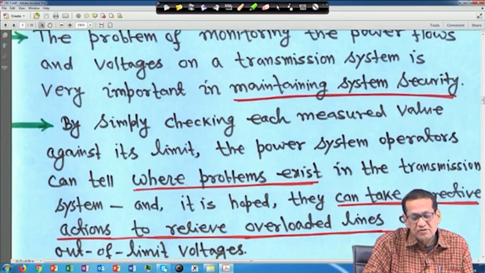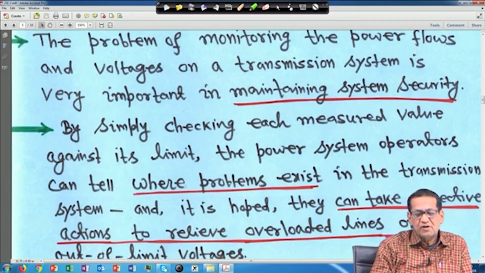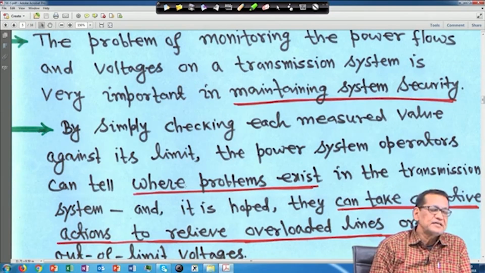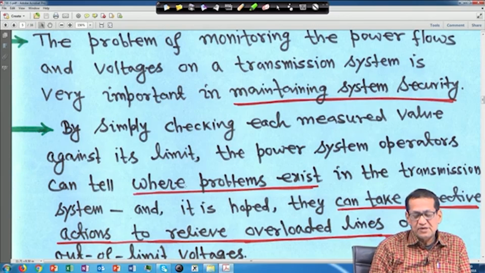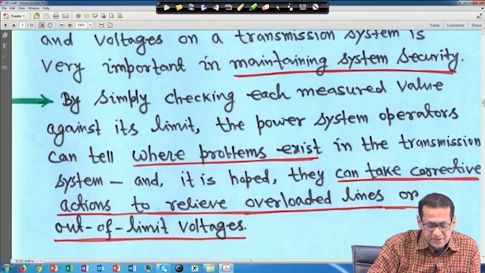So, the problem of monitoring the power flows and voltages on a transmission system is very important in maintaining system security. Power system operators, when they see an overloaded line or a bus voltage crossing its limit, can look at that and take corrective action.